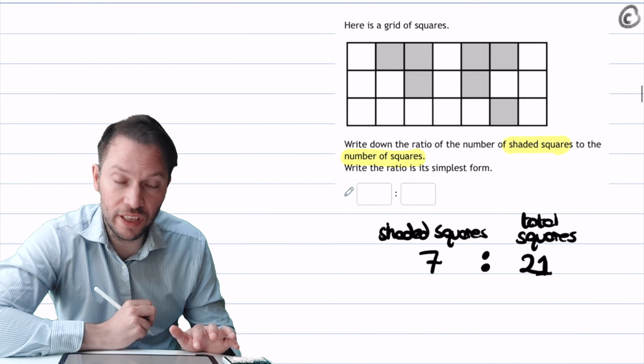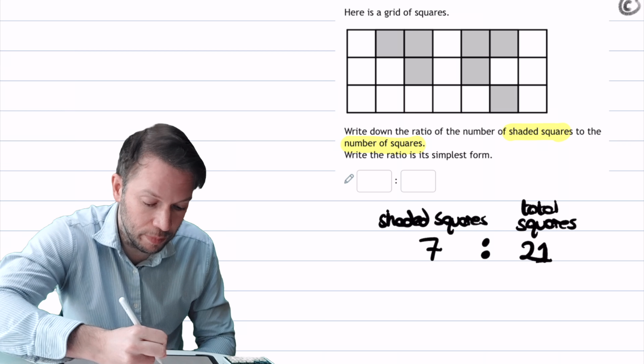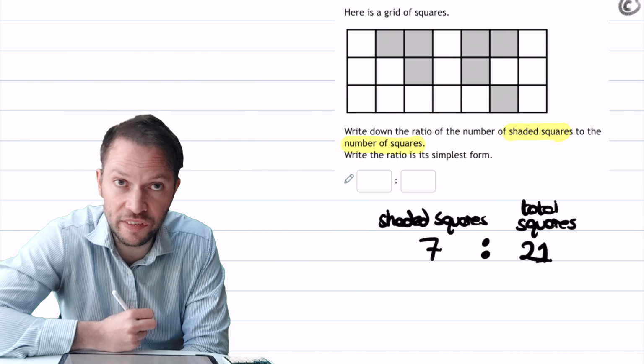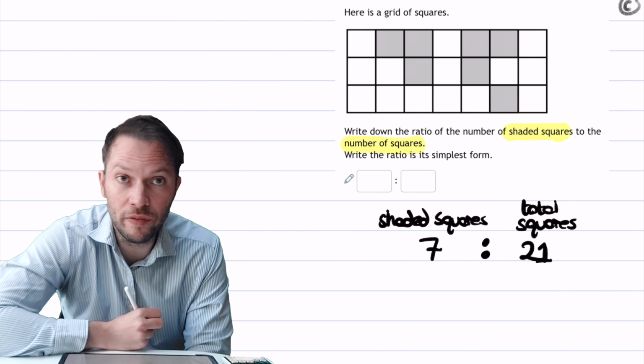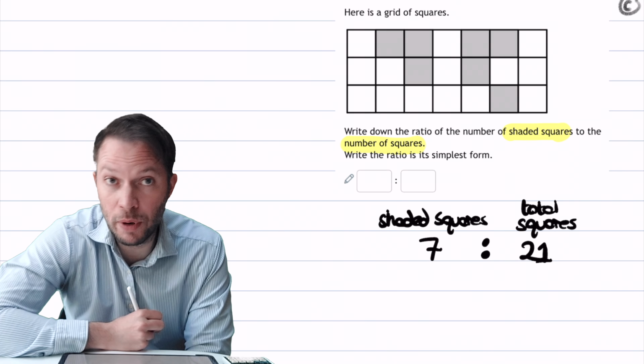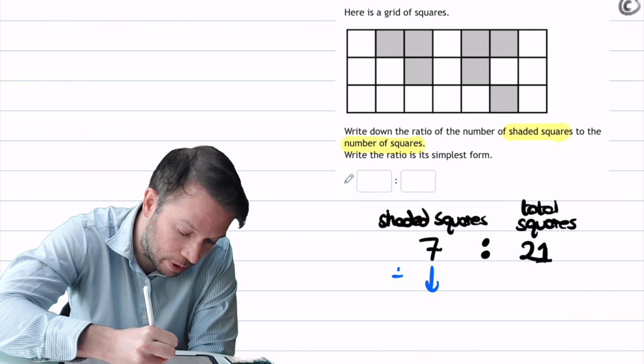Now, we saw previously that we can simplify ratios by dividing both of these numbers by the same thing. It's a bit like how we simplify fractions. So what's common to 7 and 21? What factor is common to both? Well, they both divide by 7, don't they? They're both in the 7 times table. So we could divide both of these by 7.